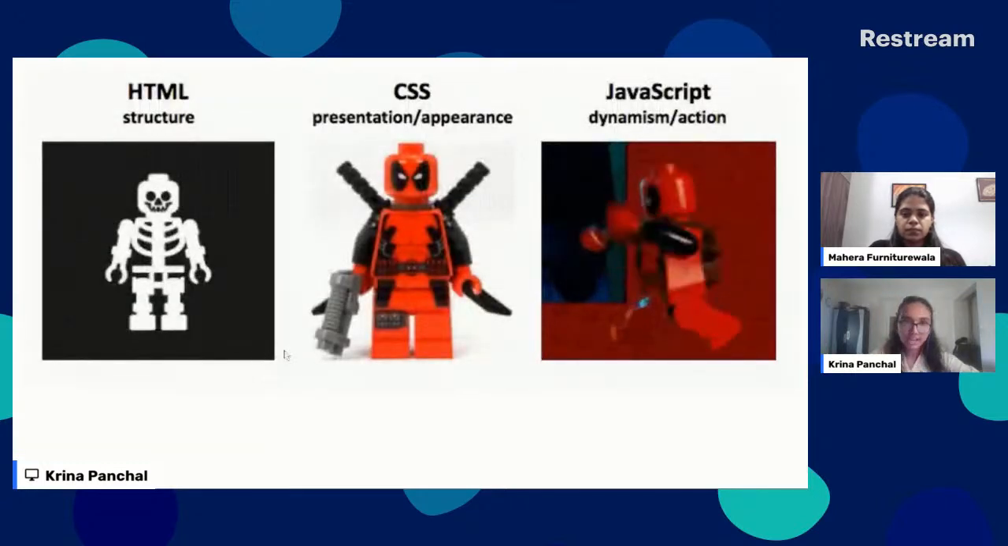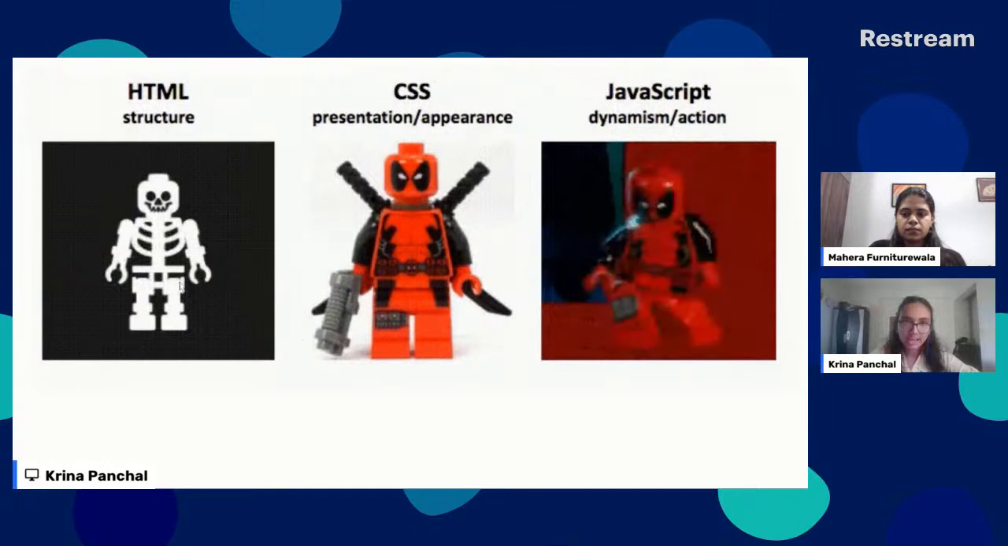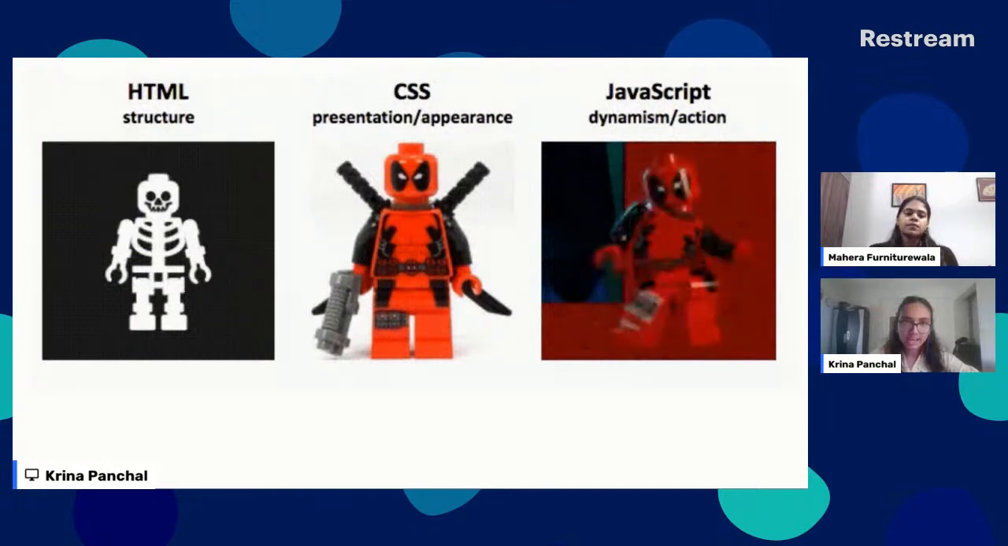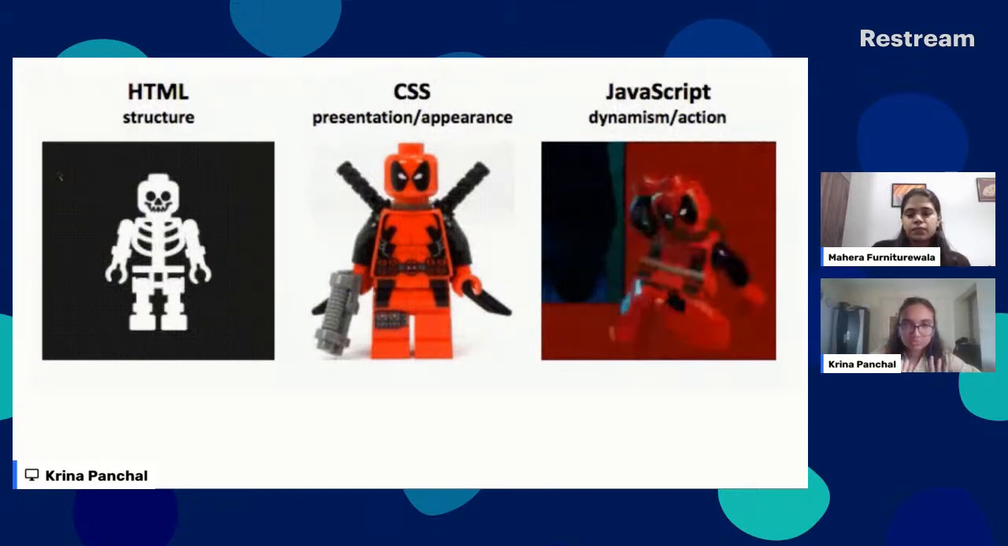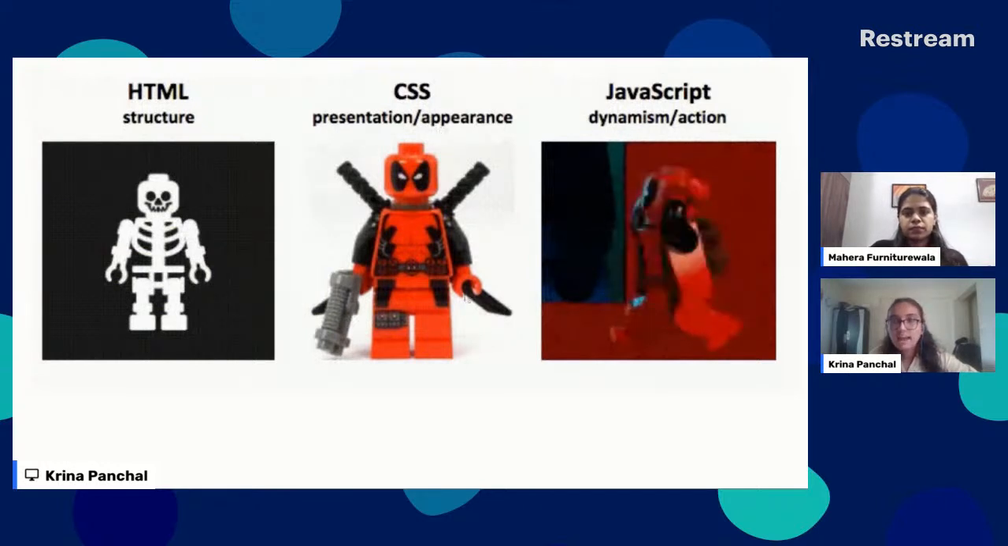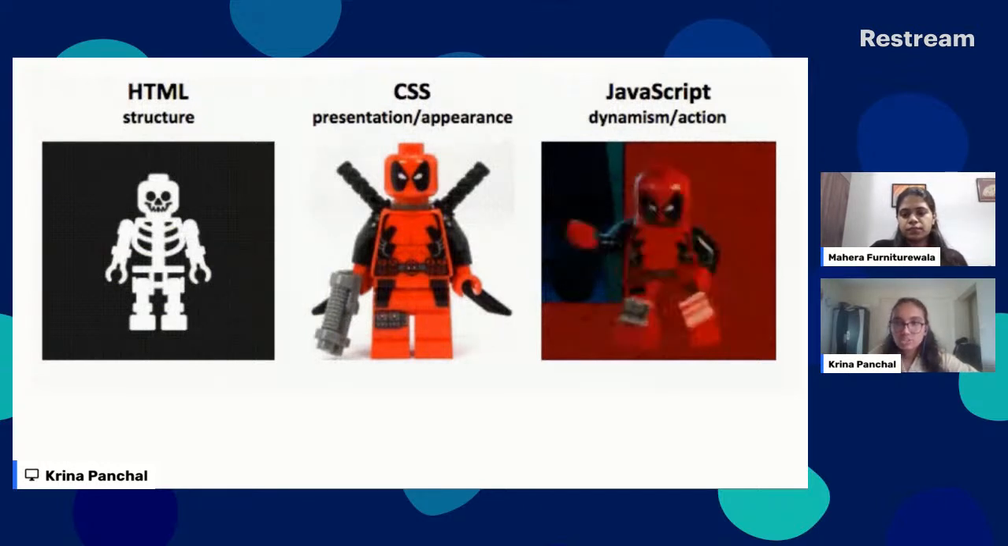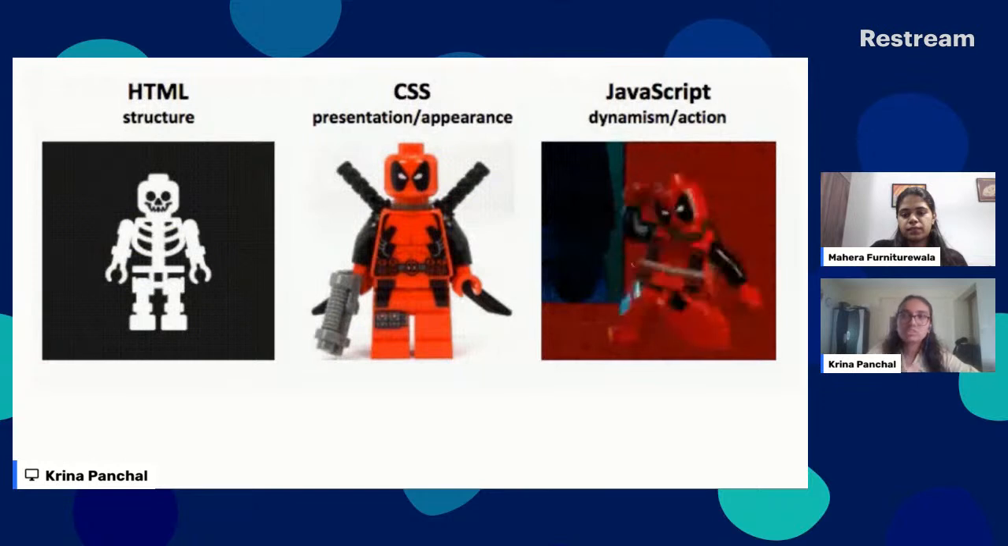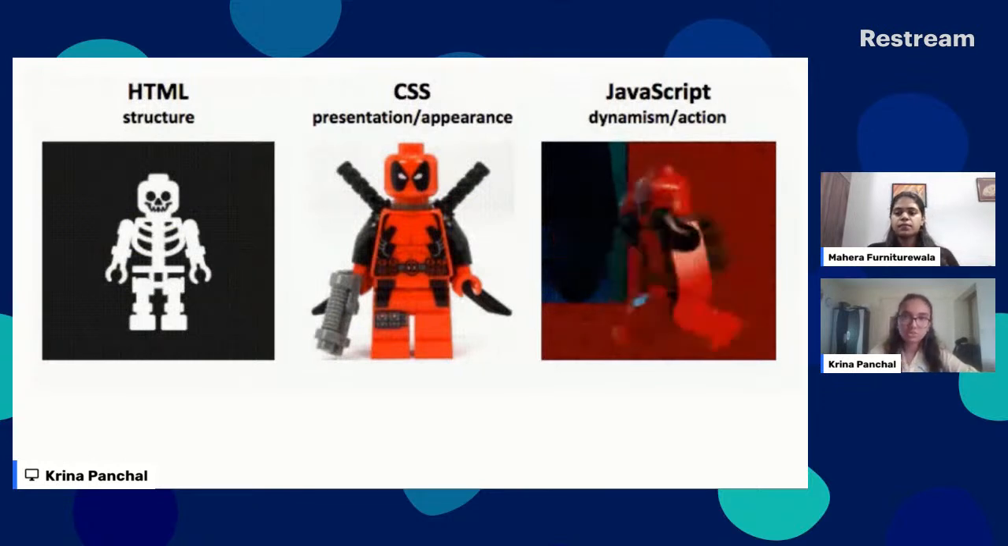So this will help you understand better what HTML, CSS, and JavaScript are. With HTML, we created the structure. Then we gave some styling to make it look better, using CSS. And JavaScript we use for interaction. Now the robot is interacting and has some action to it.